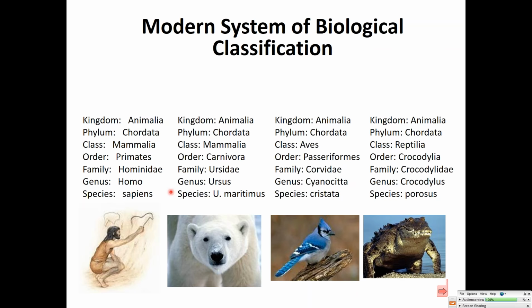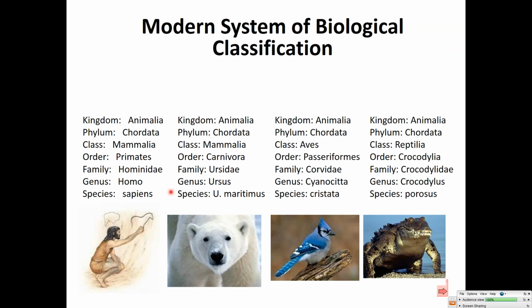That means that humans share a more recent common evolutionary ancestor with polar bears, some ancestral mammal, okay, than they do with a crocodile or a blue jay. That means that humans are more closely related to polar bears than they are to blue jays or reptiles. But you see that after the class, at the level of order, humans split from polar bears, right? Humans are some different evolutionary branch, and polar bears came from another evolutionary branch that came off of mammals.